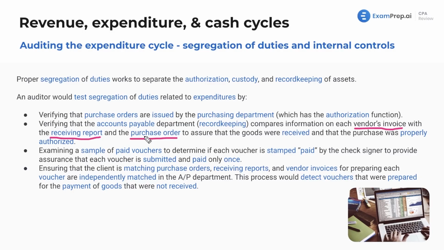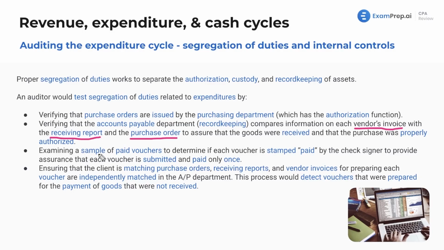This is an important one. I would definitely make a note of this one and know this for sure, that again, the accounts payable department should compare these three documents. That's actually pretty important, so keep that in mind. This is a great way to ensure that the expenditure cycle is operating properly.